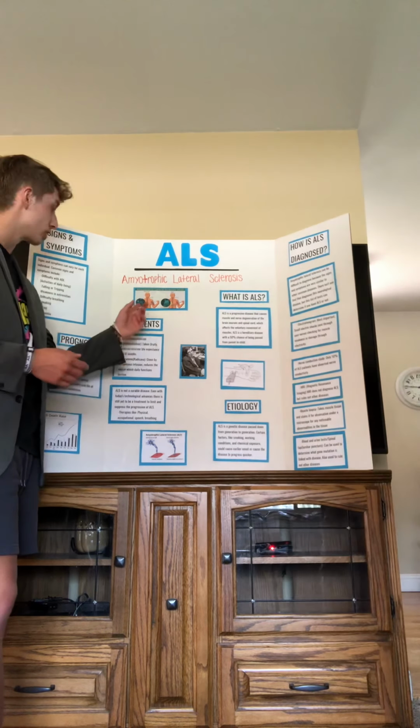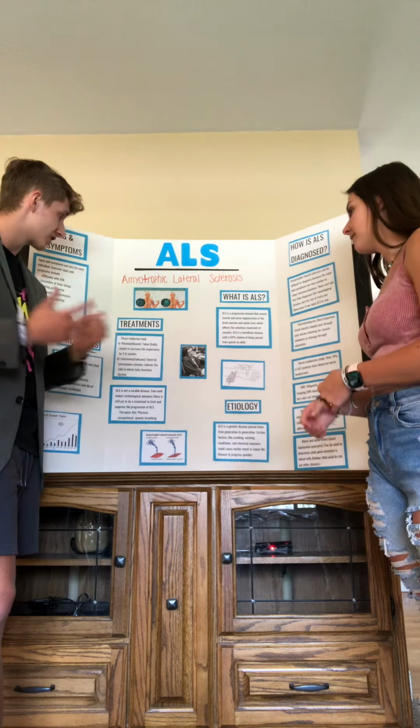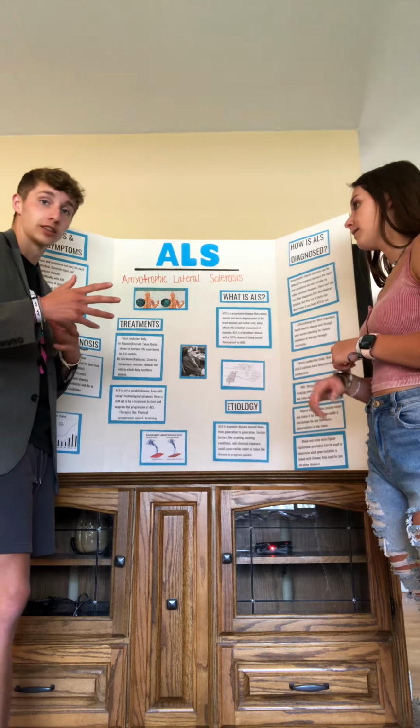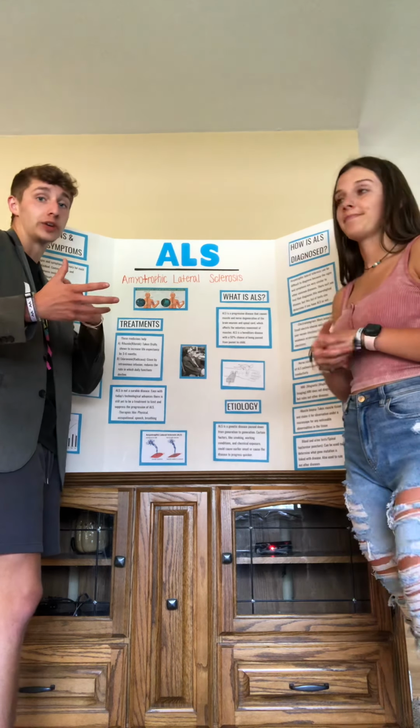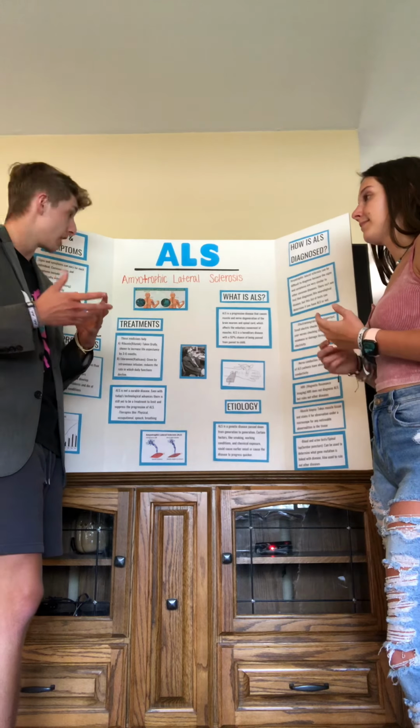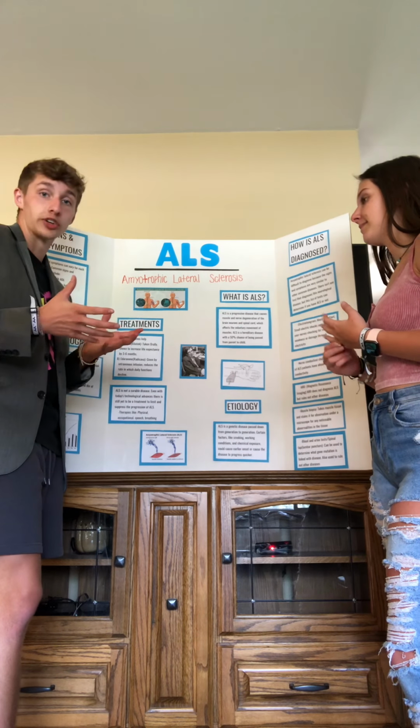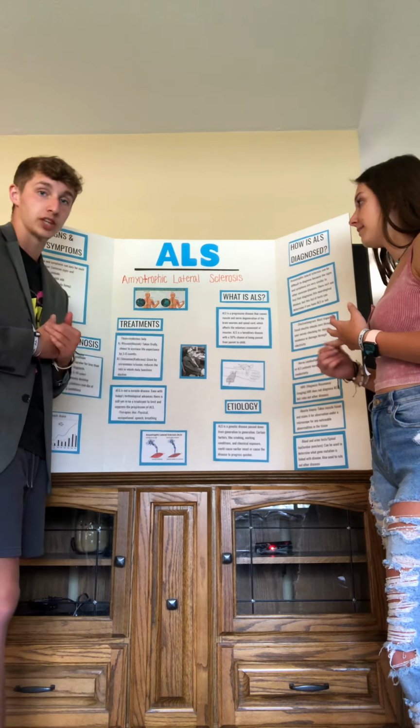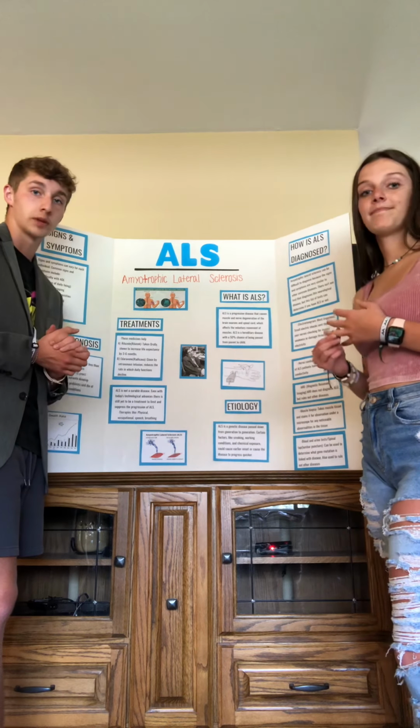And then last we have an image up here which just further explains how the neurons affect the muscle contraction. In ALS, you get improper, imbalanced messages sent by your neurons where your muscles don't contract, and that's where the muscle weakness and abnormalities come from.